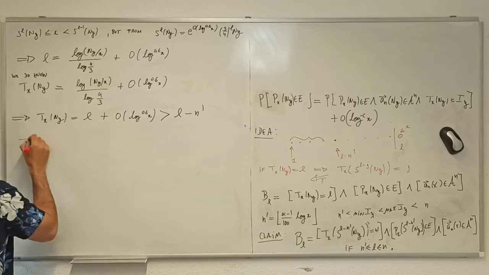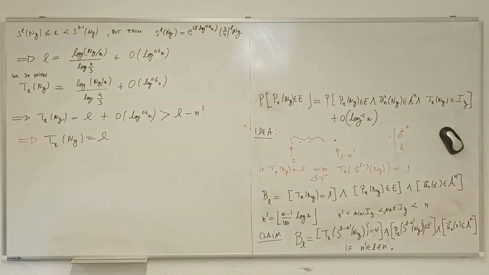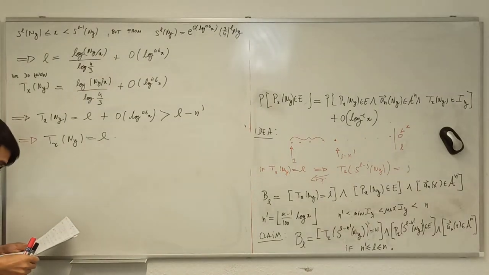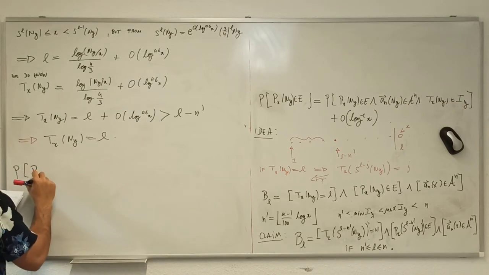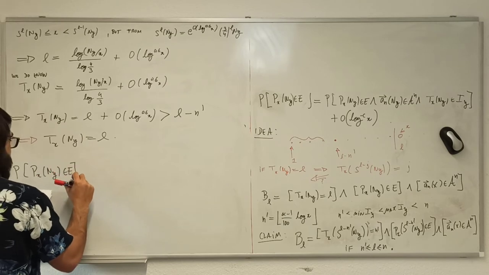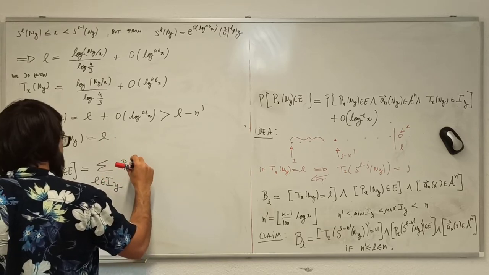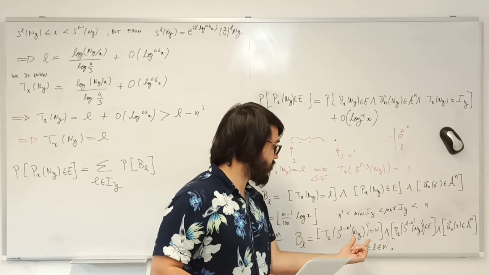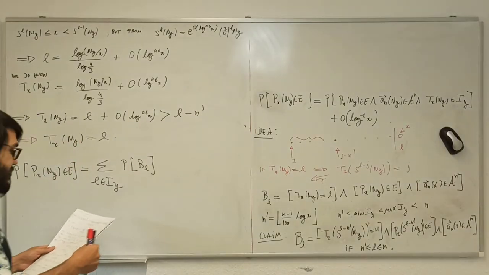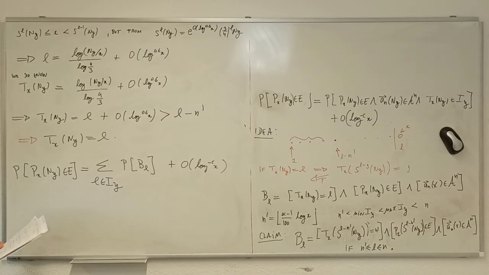And therefore this is true, so this implies that T_x(n_y) equals L. So therefore my claim is true. Okay? Almost there. So then we conclude that the probability of P_x(n_y) belonging to E equals the sum over L in I_y of the probability of B_L. And I know that B_L is not only this, but also equal to this. I will use these two representations in a moment. Plus O of log to the minus c of x. Great.